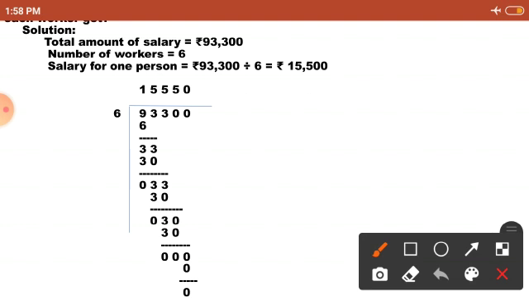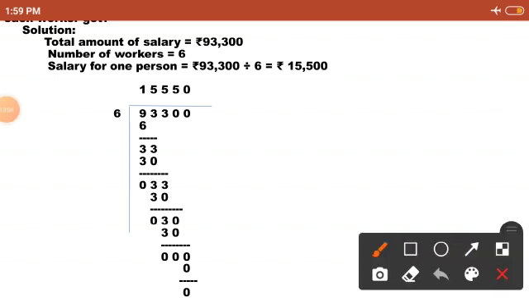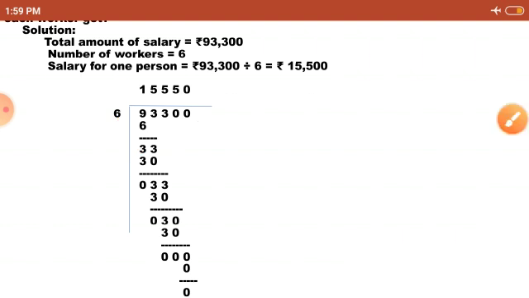Rupees 93,300 divided by 6. First write the dividend, that is 93,300, and the divisor is 6. Let's divide this. First number is 9, so you can divide this number. 6 ones are 6, right? So let's subtract both of these numbers. 9 minus 6, you will get 3. Take the next number, that is 3. Now the number will become 33.